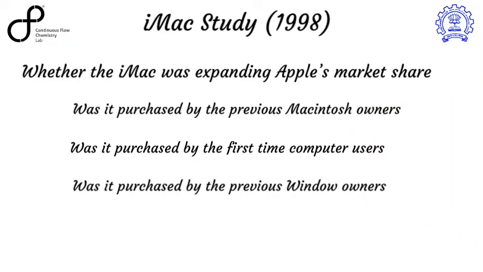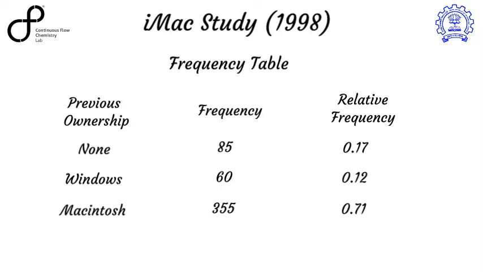To find out, 500 iMac customers were interviewed. Each customer was categorized as a previous Macintosh owner, a previous Windows owner, or a new computer purchaser. Here is a frequency table for the results of the iMac study. It shows the frequencies of the various response categories. It also shows the relative frequencies, which are the proportion of responses in each category. For example, the relative frequency for none is 85 divided by 500, which is equal to 0.17.